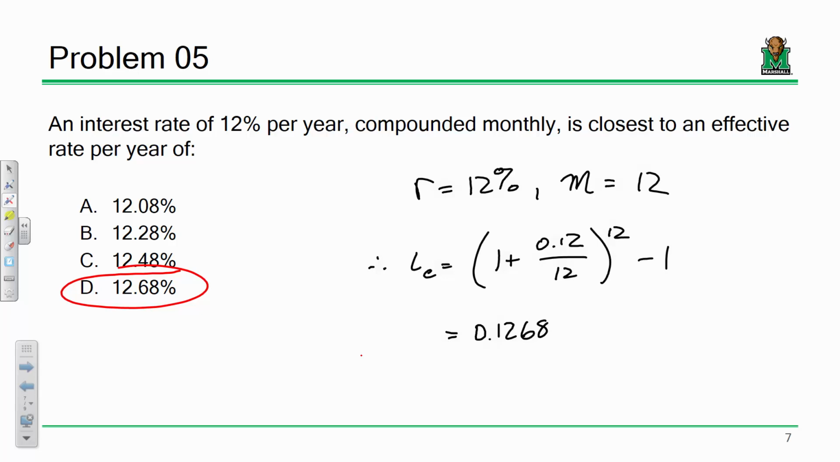M is the number of compounding periods within that year. So if you have an interest rate, here's a for instance. If I had an interest rate that was 10% per week and it was compounded daily, M would be 7, because there's 7 compounding intervals per period. Does that make sense? So this is 12% per year, but it's compounded monthly. That's why M is 12, because there's 12 compounding periods in the space of that year.